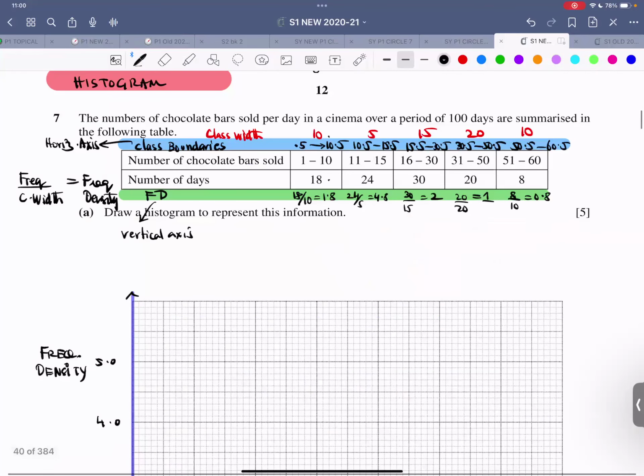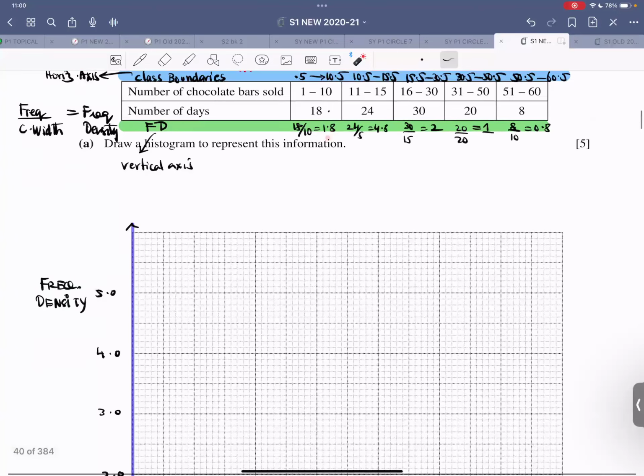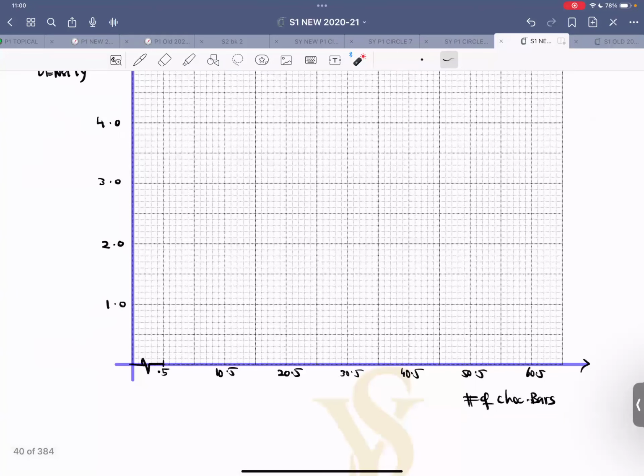The first one has a width of 10 from 0.5 to 10.5, and it has a height of 1.8. So let me draw this one in red color, from 0.5 to this point. Let me go all the way up till here, and let me close this like this. So this is perfect, and this is 1.8 over here.